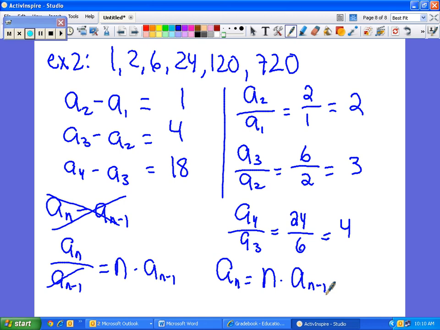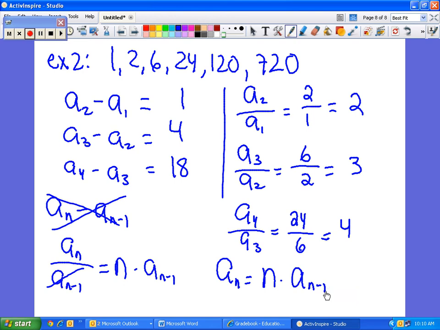Right? 2 times 1 is 2. To get to the third term, we multiply 3 times the 2 that comes before it. 3 times 2 is 6. To get the fourth term, 24, we multiply 4, which is the term we're looking for, times the number that comes before it. So can you do that again? All I do is plug in n equals 4. Just put the number in, that's it.